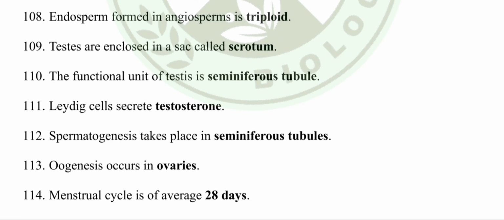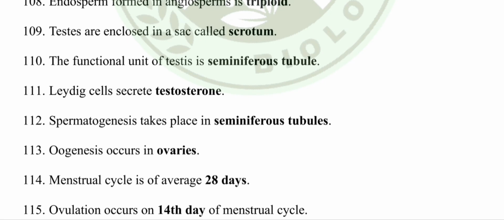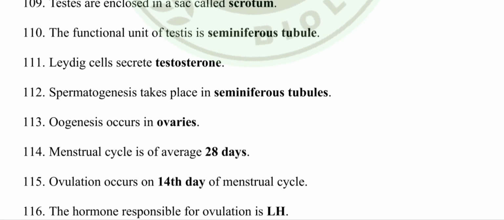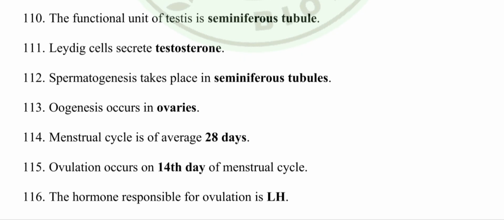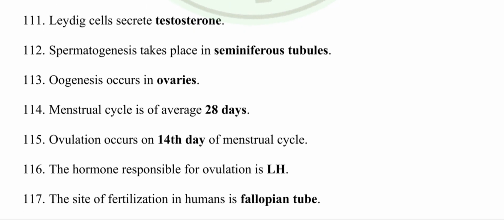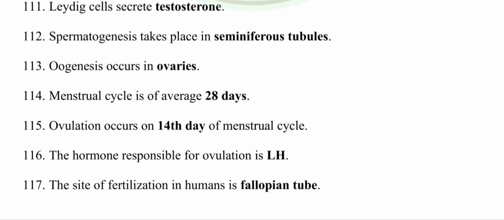110. The functional unit of testis is seminiferous tubule. 111. Leydig cells secrete testosterone. 112. Spermatogenesis takes place in seminiferous tubules. 113. Oogenesis occurs in ovaries.